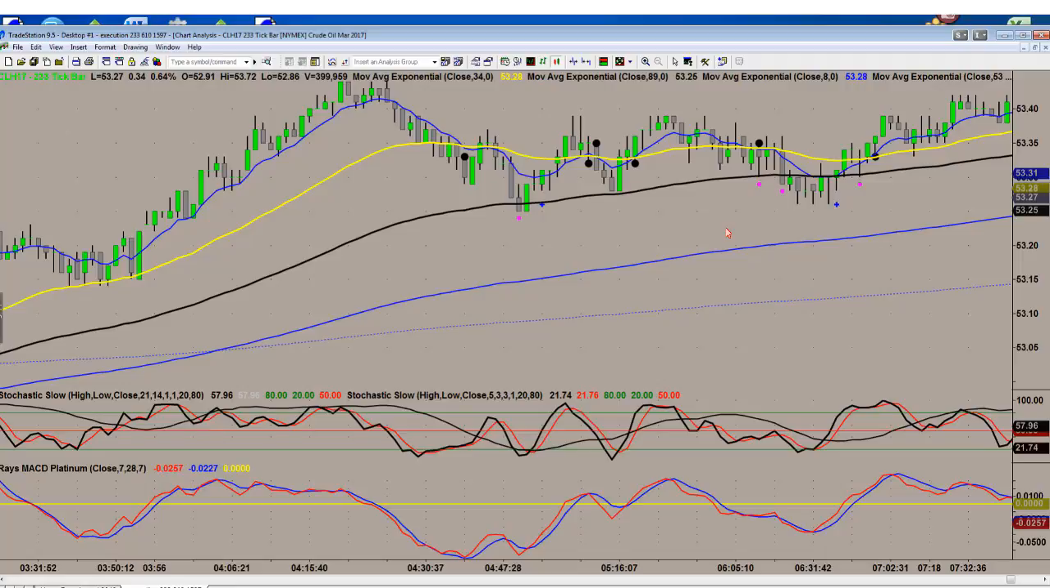Now, the question I'm talking about now is the problem, and I say problem. Here is the 89 moving average. That is the 8, that's the 34, the 89, the 200. This little dash line here is a 535.